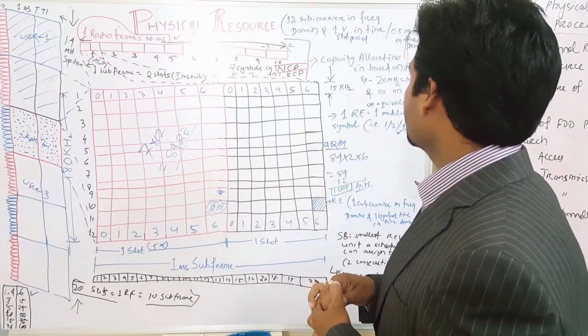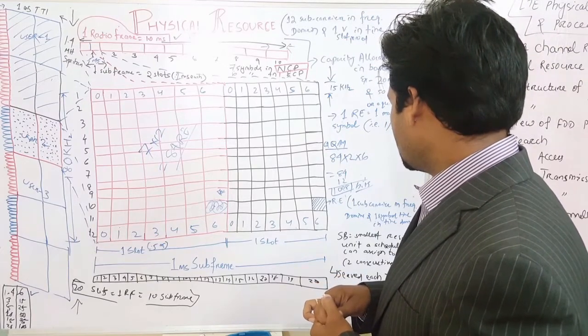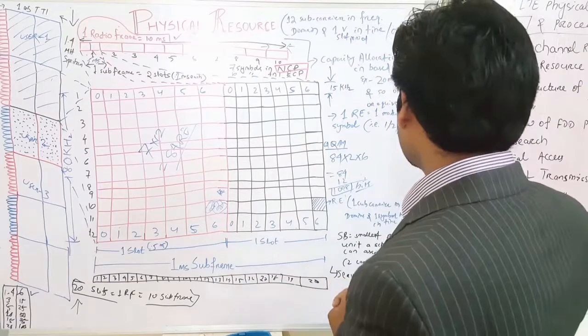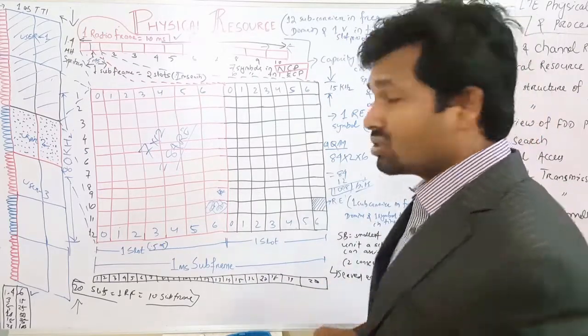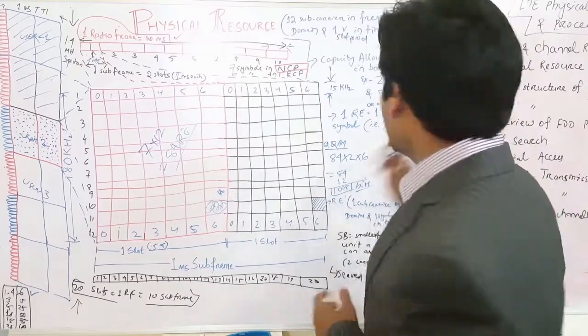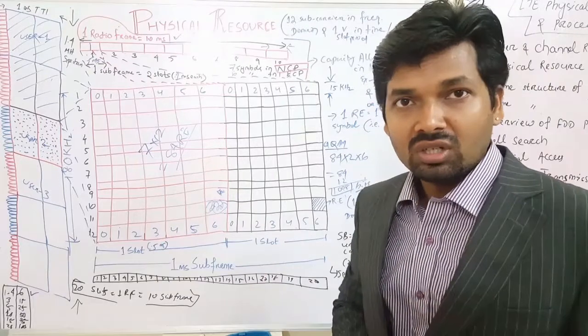I think that's all for today's session. We'll be coming up with the third chapter, which is nothing but the time structure of FDD mode, and then we'll see the time structure of TDD mode.